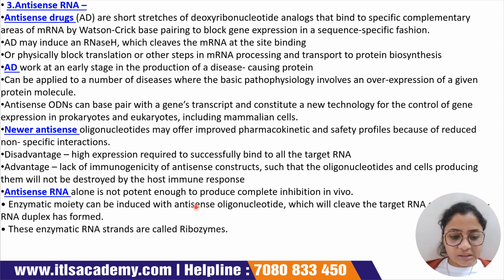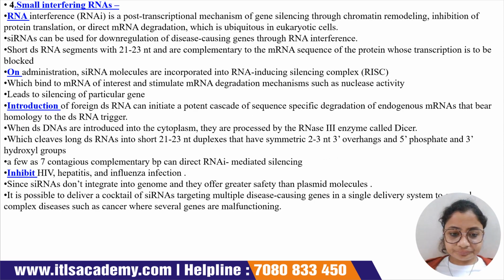Antisense RNA alone is not potent enough to produce complete inhibition in vivo. In vivo means in a real situation inside the body. An enzymatic moiety can be combined with the antisense oligonucleotide, which will cleave the target RNA as well as the RNA duplex that has been formed. So alone, antisense RNA is not enough. We need an enzymatic moiety which will act together with the antisense RNA to exert the function. And these enzymatic RNA strands are known as the ribozymes.